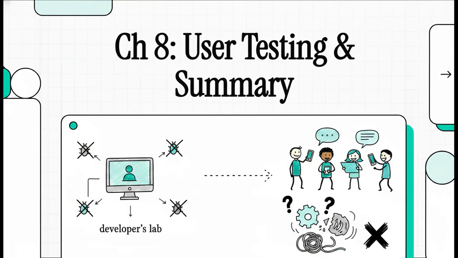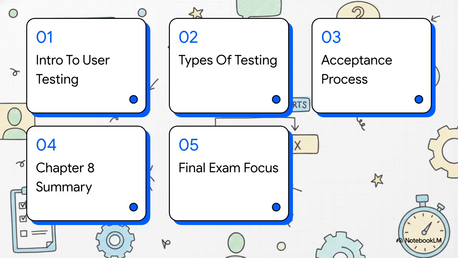Hello, everyone, and welcome. Today, we're taking a really essential academic deep dive into Chapter 8 of our software engineering text. We're going to focus specifically on user testing, and then we'll bring the whole thing together with a master summary. We're going to explore exactly why testing a program perfectly in a developer's lab is simply never enough to guarantee it's going to work in the real world. For a professional software engineer, that distinction is absolutely crucial. Okay, let's dive into this.